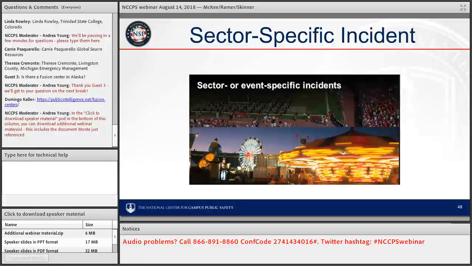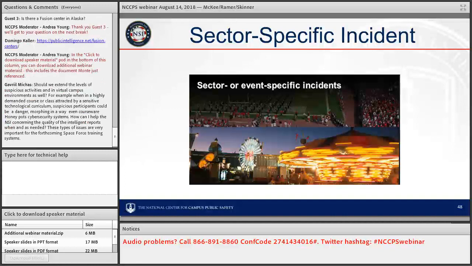Slide 48, sector-specific incident. And so we know that with special events and with special critical infrastructure sectors, with the targeting that terrorists seek, if an event or a behavior is actually focused at a sector-specific item, then there's a higher likelihood or a higher threat.